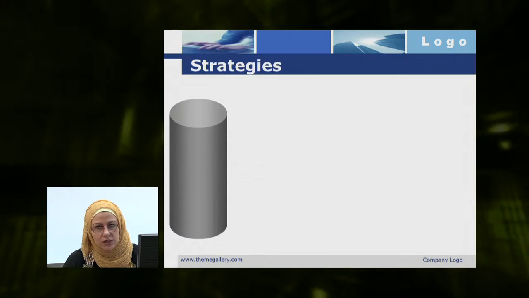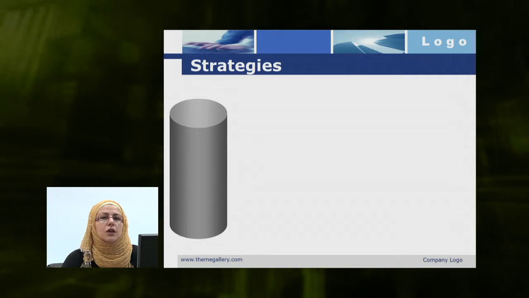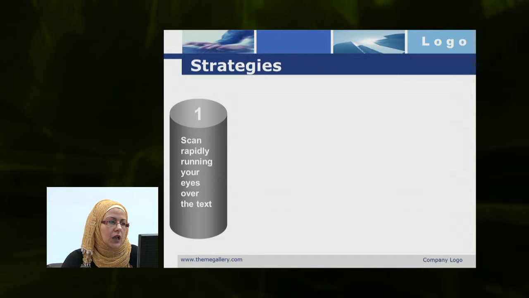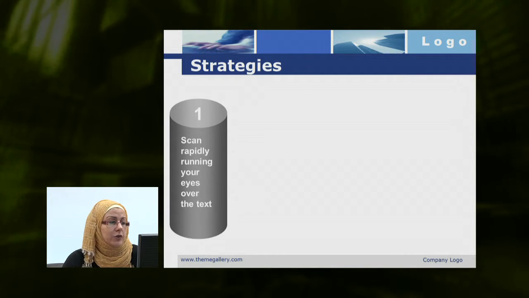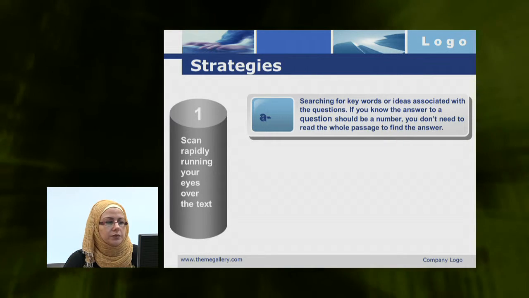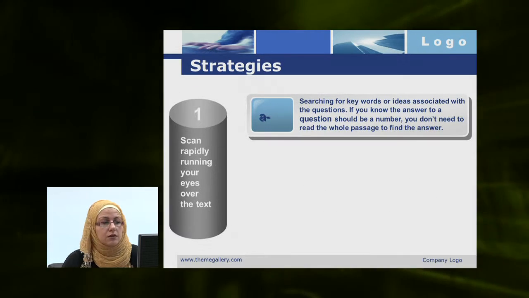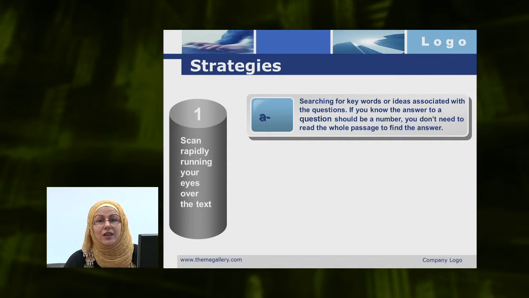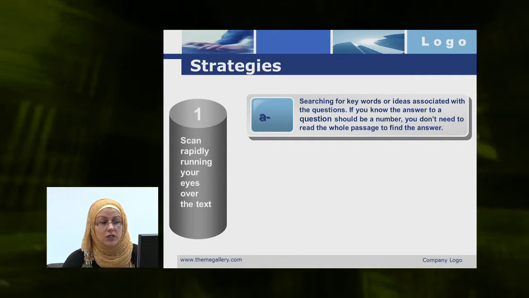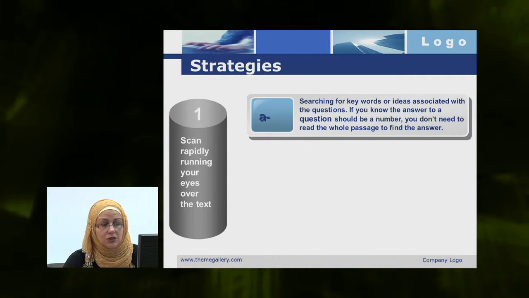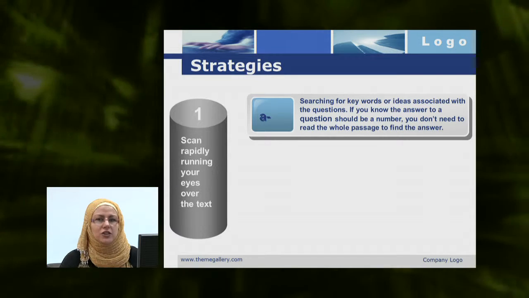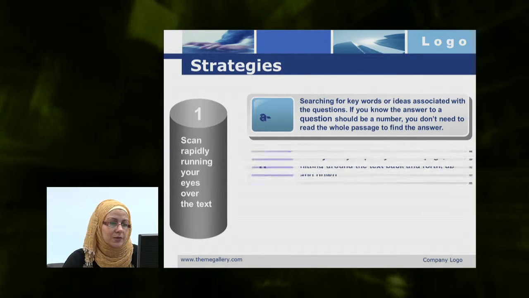What are the strategies that you can use in order to easily find and locate the details in a passage? First strategy is to scan rapidly, running your eyes over the text. First, searching for keywords or ideas associated with the questions. If you know the answer to a question should be a number, you don't need to read the whole passage to find the number. It's just a quick look and you just locate where the number is.